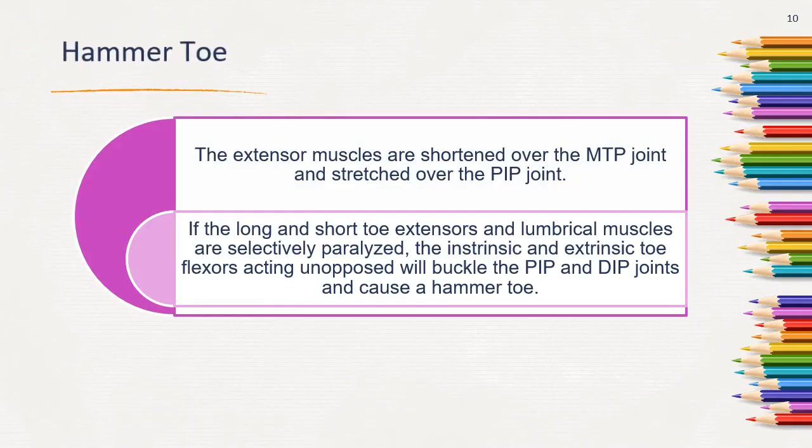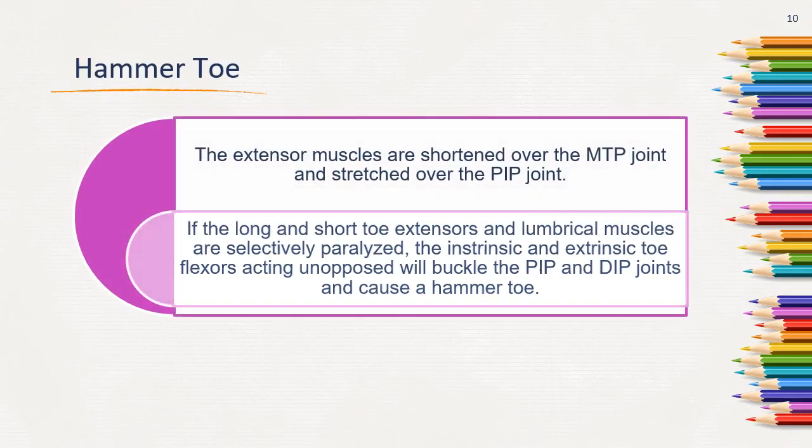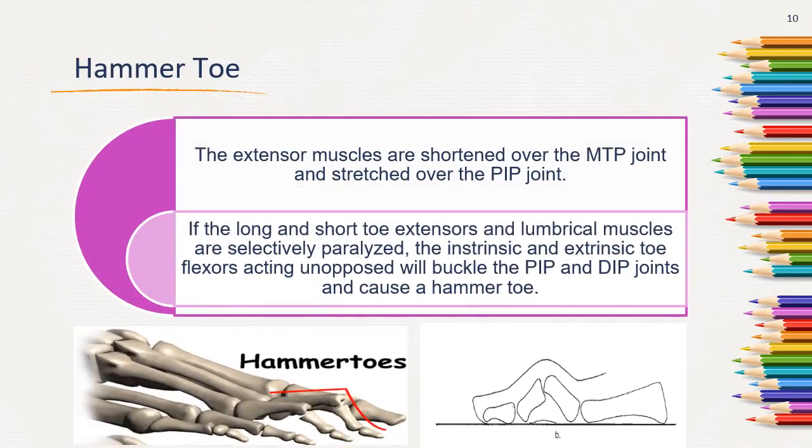As there will be the hyperextension of the MTP joint, exactly the reverse will occur in regard to the flexor muscles. The extensor muscles get shortened over the MTP joint and stretched over the PIP joint. If the long and short toe extensors and the lumbrical muscles are selectively paralyzed, the intrinsic and the extrinsic toe flexors acting unopposed will buckle the PIP and DIP joints, and that causes a hammer toe.